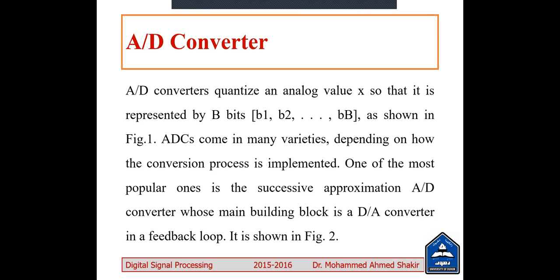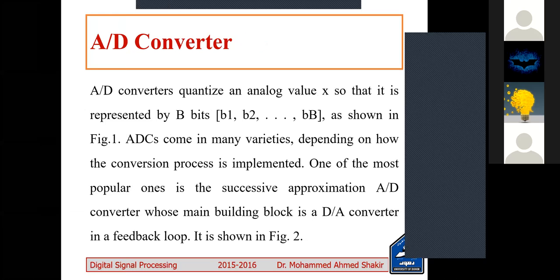As shown in figure one, ADC converters come in many varieties depending on how the conversion process is implemented. One of the most popular ones is the successive approximation A to D converter. We also have other kinds, for example the R to R ladder, and flash A to D converters, the very rapid kinds. But the most popular one is the successive approximation A to D converter, whose main building block is a D to A converter in the feedback loop, as shown in figure two.